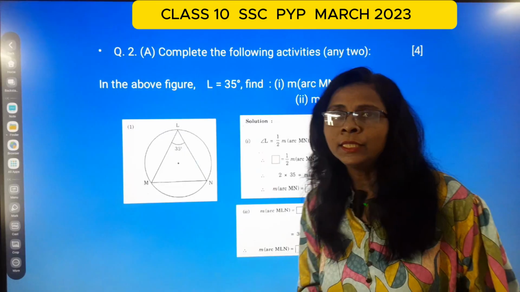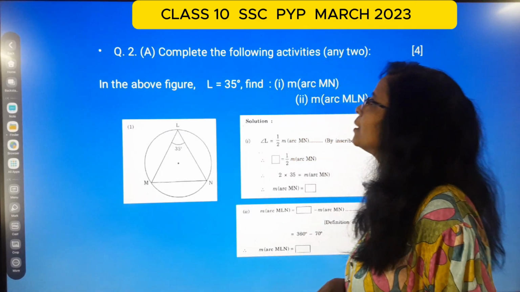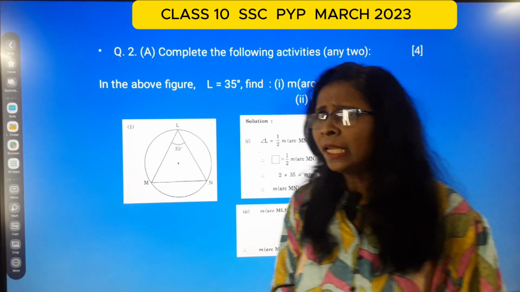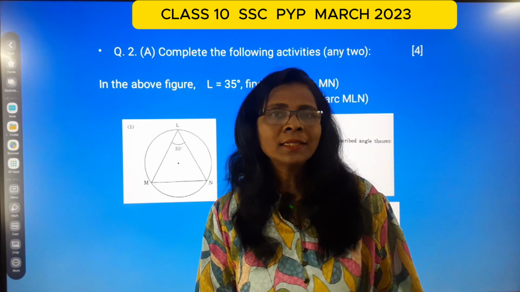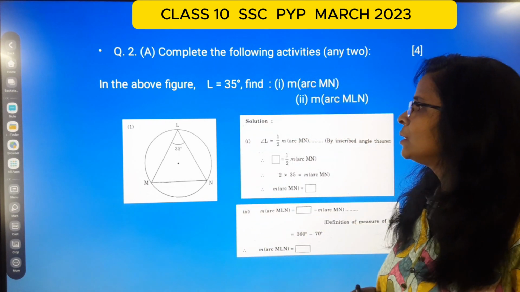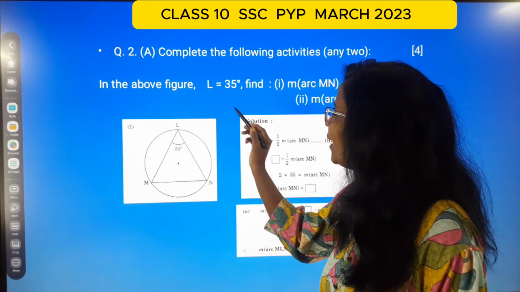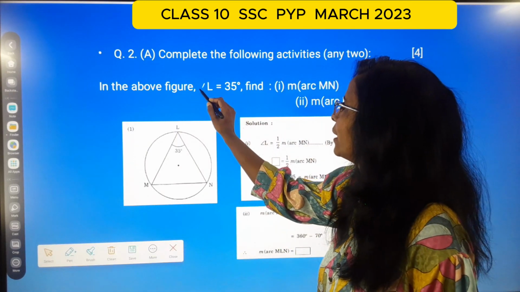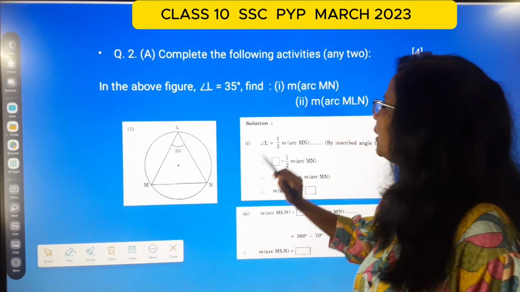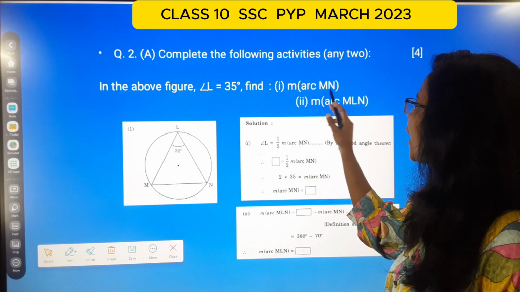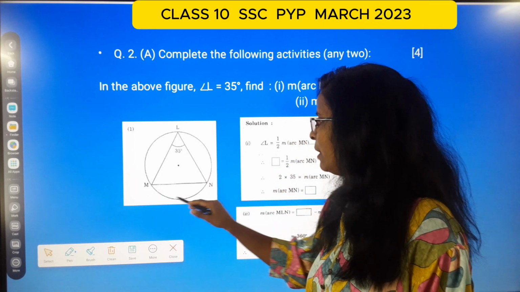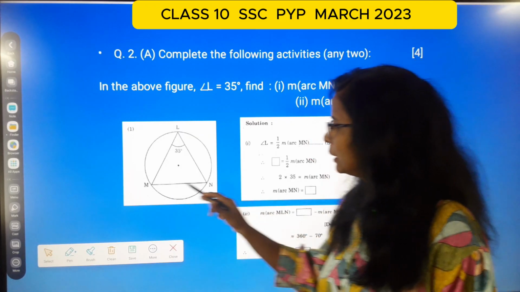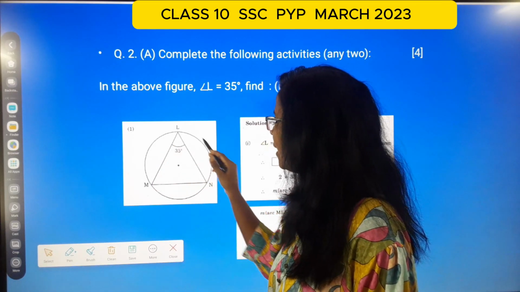Okay students, so question 2A is to complete the following activities. We have to solve only the 2 activities here, having 2 marks each. Now let us see the figure: angle L is equal to 35 degrees. Find first the major arc MN, and second the major arc MLN.